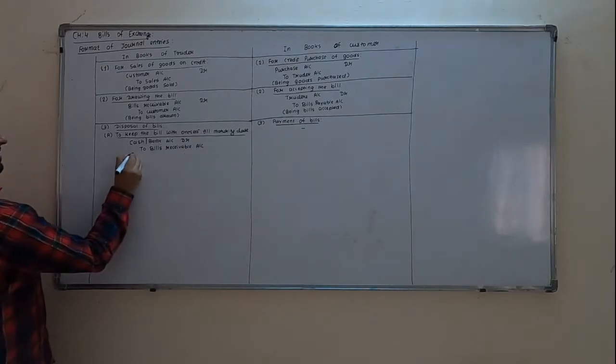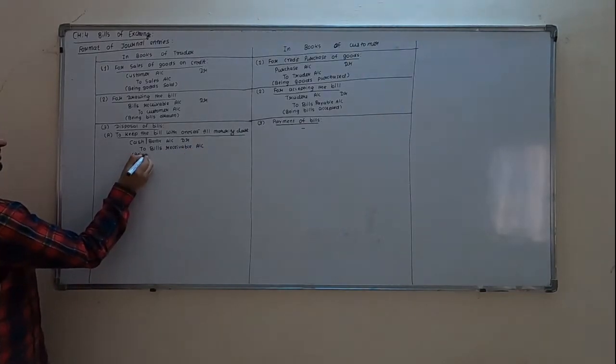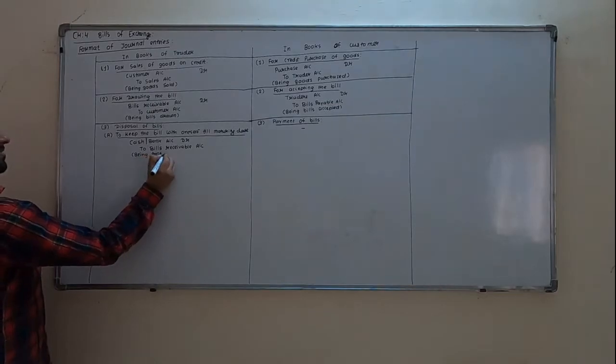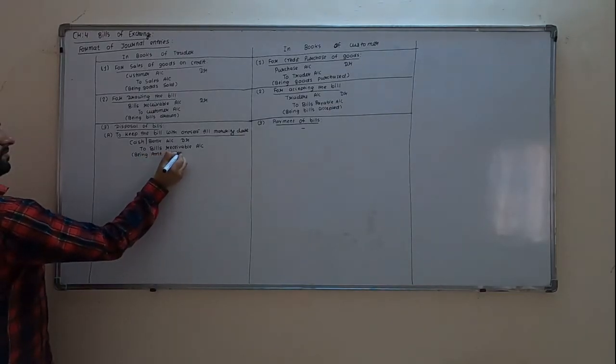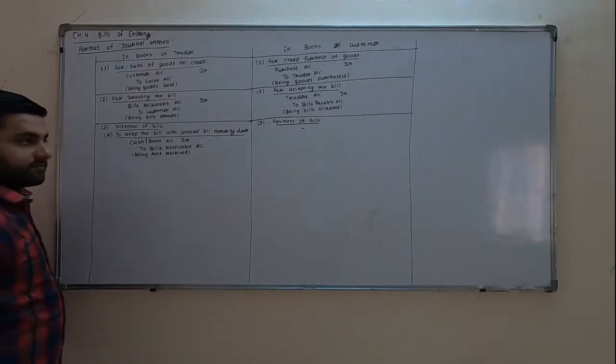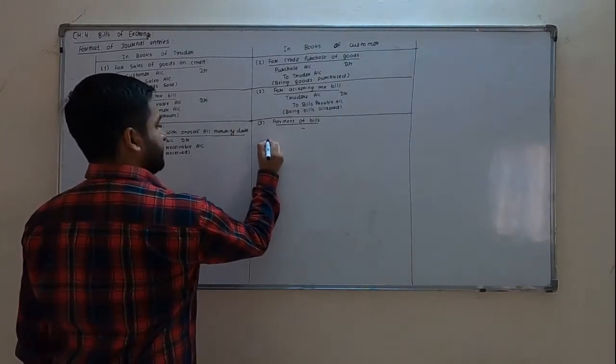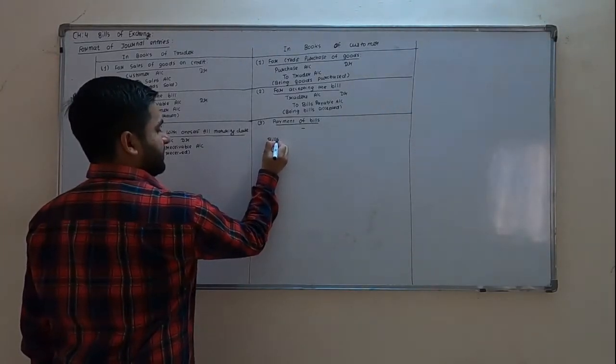To bills receivable account. B, amount received. Here entry will be simple. Here we have to pay the amount.